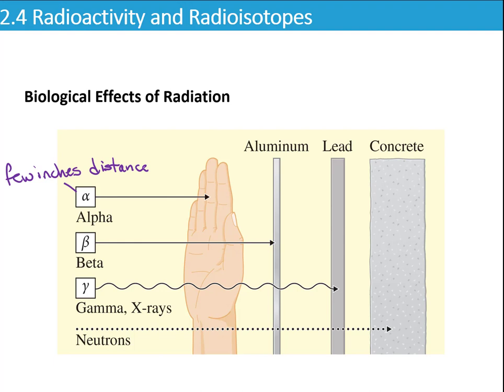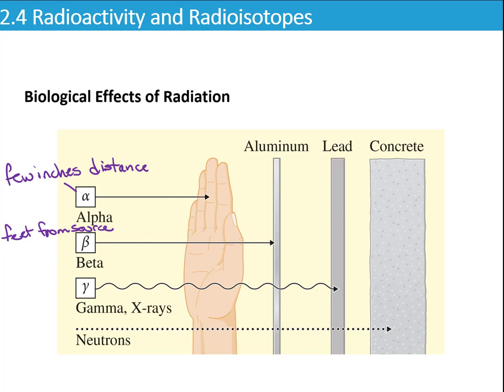Beta is smaller. Beta is just an electron. So beta actually goes further. So beta can actually pass a few feet from the source. So if you had a sample that was releasing beta radiation, it could go this far. So if it's across the room, not as much of a concern. Alpha, not as much of a concern unless you're holding on to it, like real close, okay?